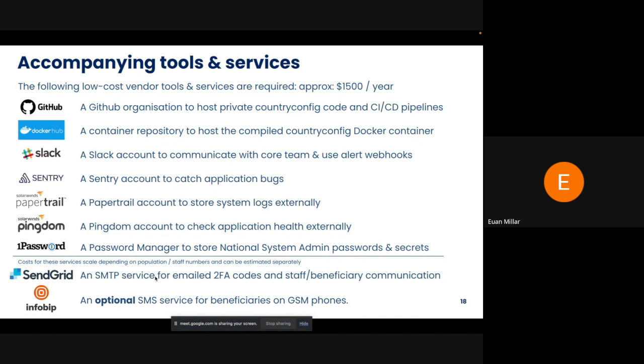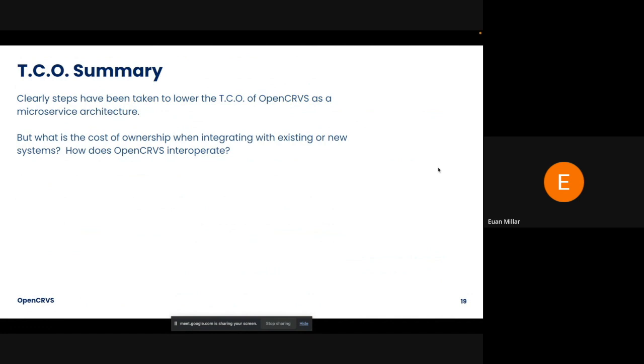Finally, you will need an SMTP service. So that's something that you can use to send emails, or you could send SMS. It's up to you. This is in order to deliver login 2-factor authentication codes and communicate with staff and beneficiaries. Obviously, optional SMS is available if you want it for beneficiaries who are on GSM phones. And of course, costs for these can scale depending on your size. So that is additional tools and services that you will need to bundle into your total cost of ownership of this DPG. So clearly, steps have been taken to lower the total cost of ownership of OpenCRVS as a microservice architecture.